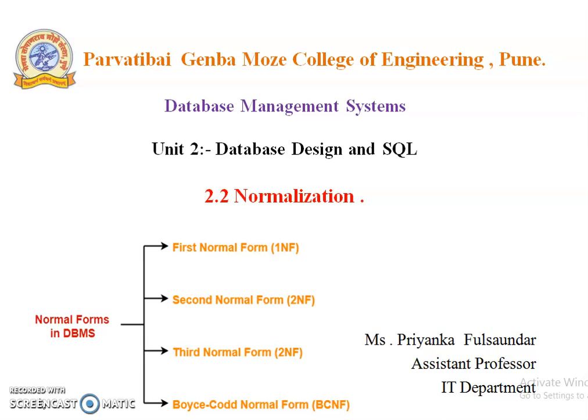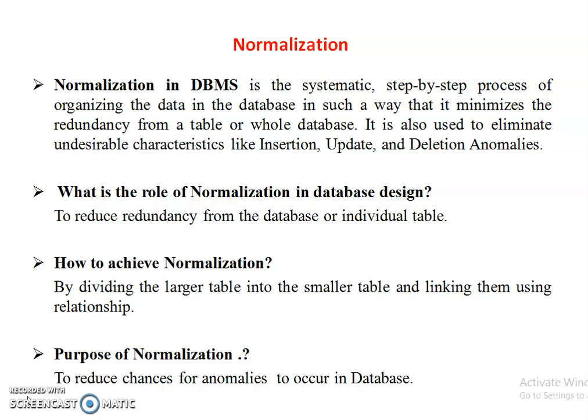In my previous video, we discussed database design and functional dependency, and in this video, we discuss normalization. Now, what is normalization? It is a systematic or step-by-step process of organizing the data in a database in such a way that it minimizes the redundancy from a table or whole database. It is also used to eliminate undesirable characteristics like insertion, update, and delete anomalies.